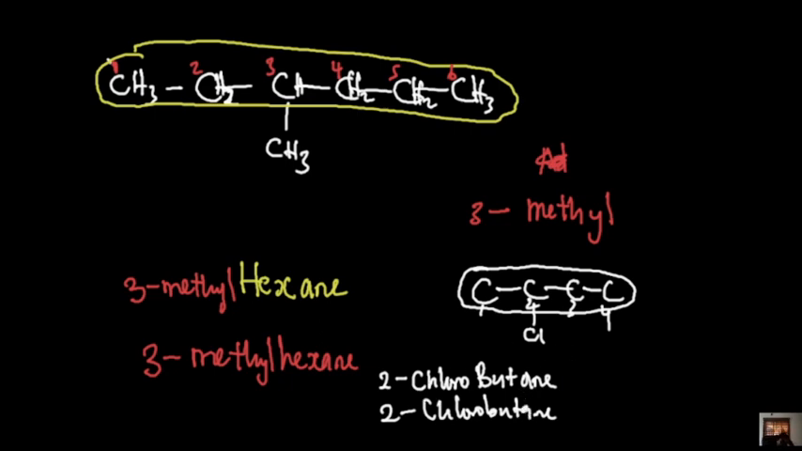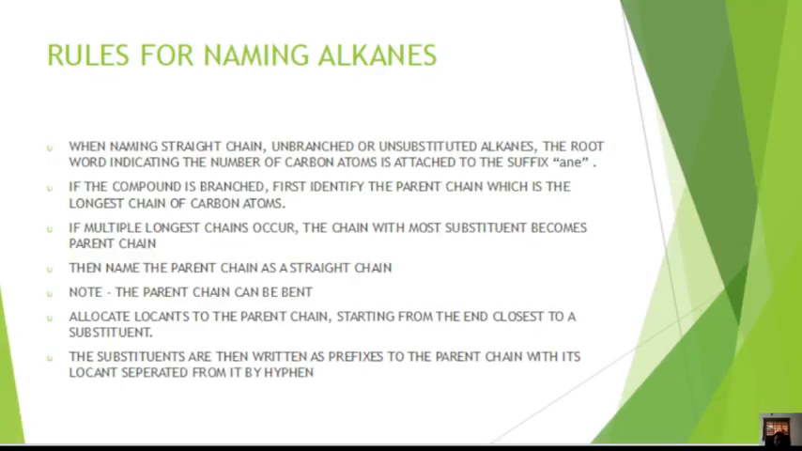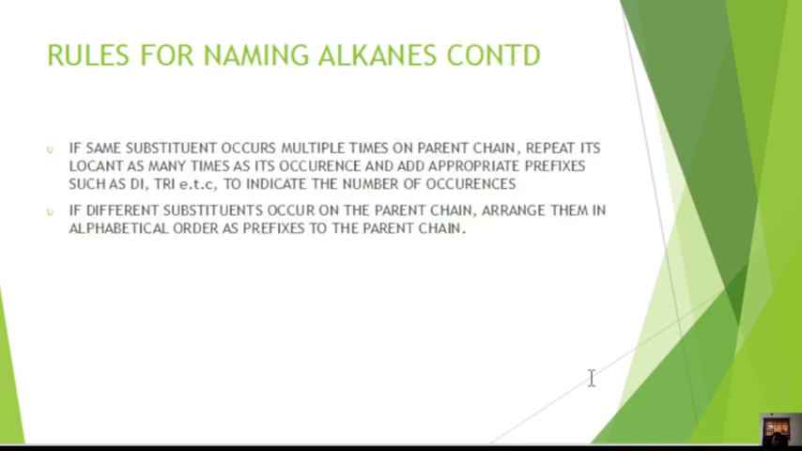And that's that, basically, on how to indicate the substituents as prefixes. Okay, moving ahead. The next thing we are going to consider is in the next slide. Okay, so if the substituents occur multiple times on the parent chain, repeat its locants as many times as its occurrence and add appropriate prefixes such as di, tri, etc. to indicate the number of occurrences.